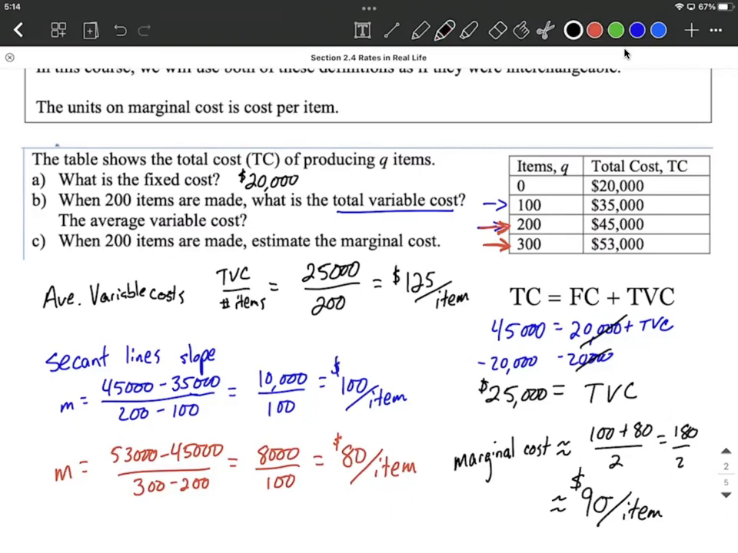So I hope this helps out as you're trying to read a table, put all this stuff together. Hope it makes sense.